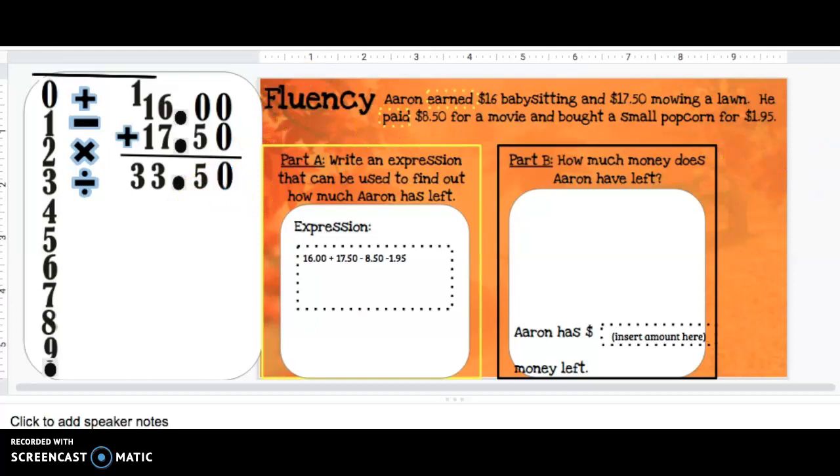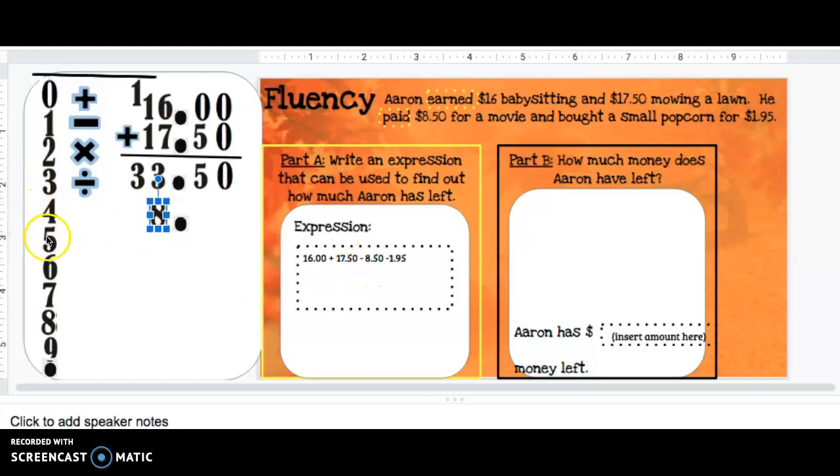Now after that long day of work, he's going to the movies to relax and enjoy himself. So he's now going to spend $8.50 of that. So we're going to put our decimal point, and I'm just going to continue going. I'm going to line up my decimal point. And then my 8 is in the ones, so I'm going to put my 8 in my ones column. That's underneath the 3 in the ones column of the $33.50.